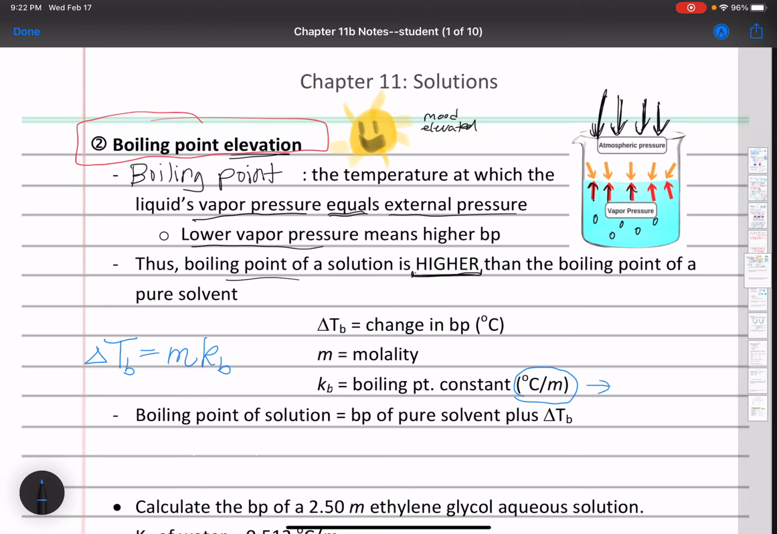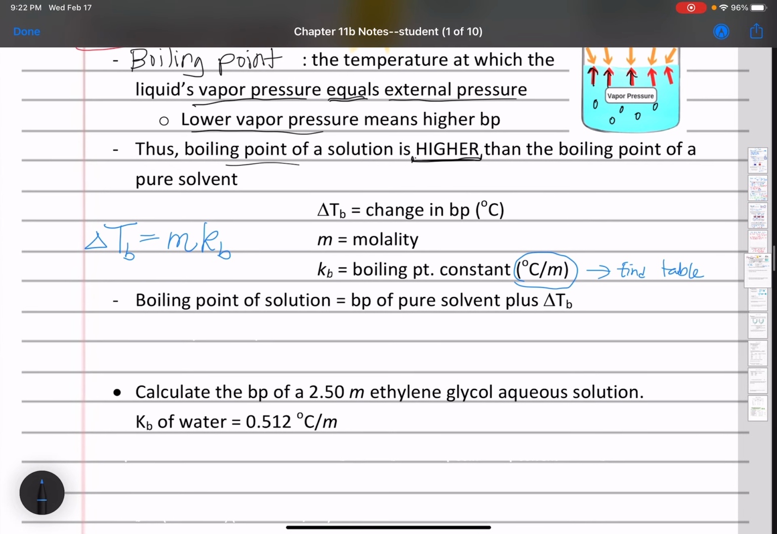And you can find this on a table. Find these values on a table. I'll provide them in these problems, but the last page of these notes actually contains that table for some common solvents. All right.